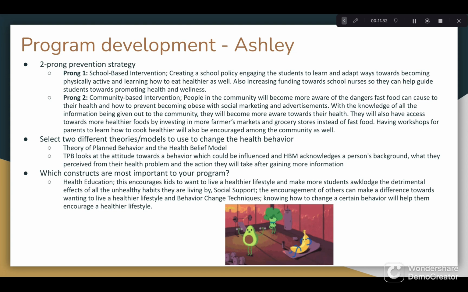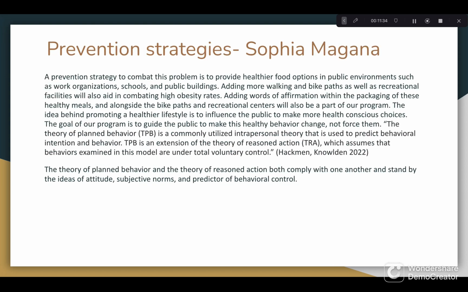Hi, my name is Sofia Magana, and a prevention strategy we decided to use to combat this problem is to provide healthier food options in public environments such as work organizations, schools, and public buildings. Adding more walking and bike paths as well as recreational facilities will also aid in combating high obesity rates.